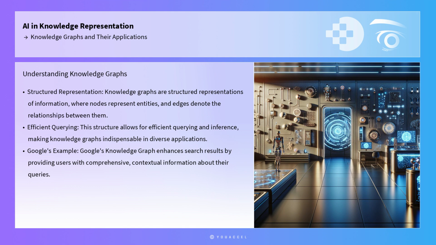Knowledge graphs are structured representations of information, where nodes represent entities and edges denote the relationships between them. This structure allows for efficient querying and inference, making knowledge graphs indispensable in diverse applications ranging from search engines to recommendation systems. A quintessential example is Google's Knowledge Graph, which enhances search results by providing users with comprehensive, contextual information about their queries. This application underscores the potential of knowledge graphs to transform how information is accessed and utilized.